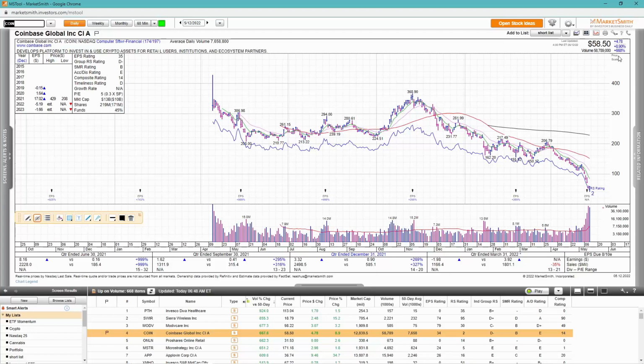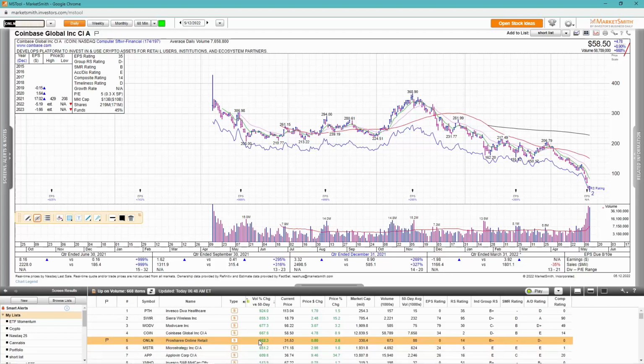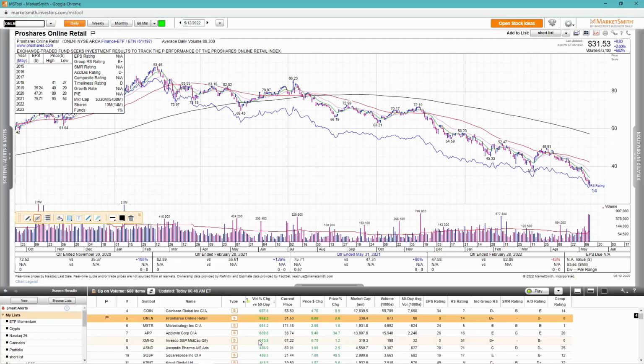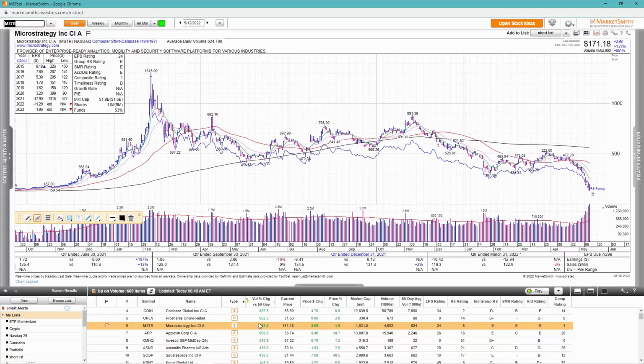Coinbase. So you have a big volume day yesterday, but you can see that it recently gapped down on earnings. So this is a dead cat bounce. If I see this kind of volume, I'd prefer it to either be not immediately following a gap down or on a gap up of earnings of some kind. So right here, this is clearly a dead cat bounce. This is a horrible looking chart. I'm moving on. Okay, so online retail ETF. Oh, that's an ETF, so I'll just pass.